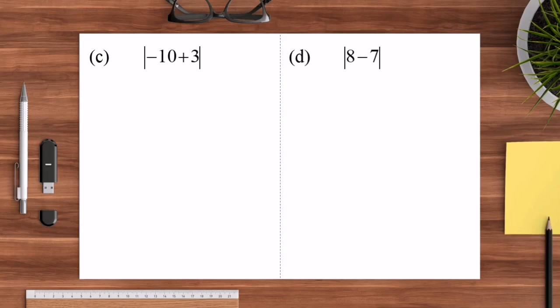For question C, absolute value negative 10 plus 3, we get negative 7. So then absolute value of negative 7 is equal to 7. Okay. And then for question D, absolute value 8 minus 7. This is absolute value 8 minus 7 is 1. Then absolute value of 1 is equal to 1.